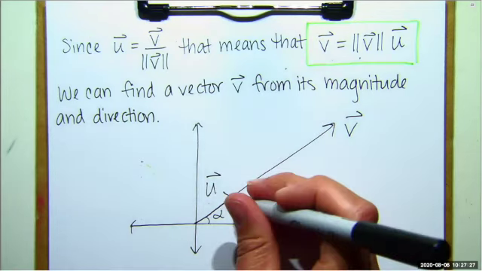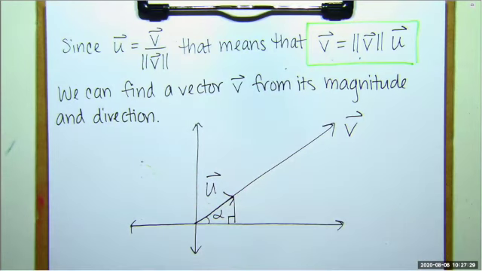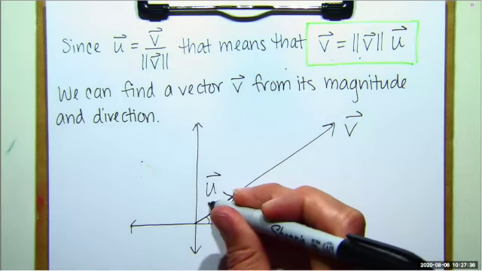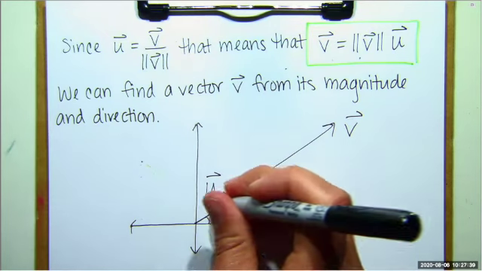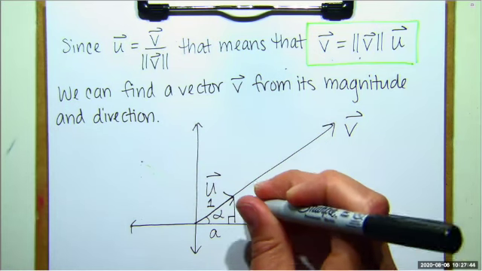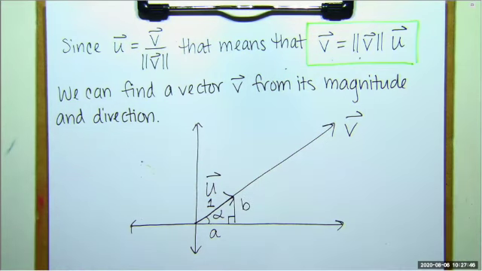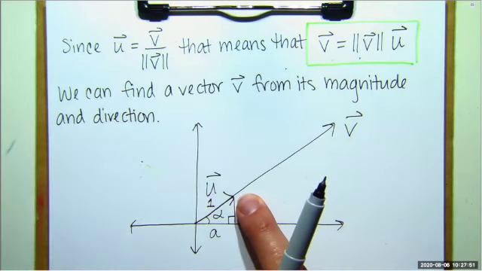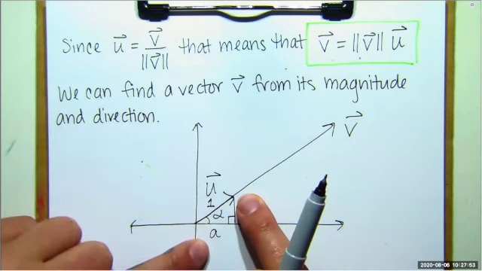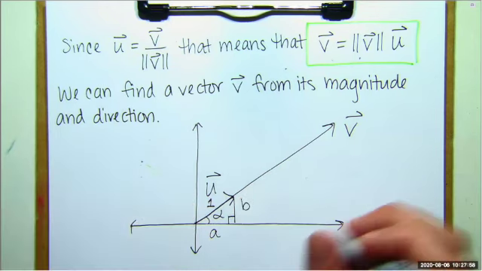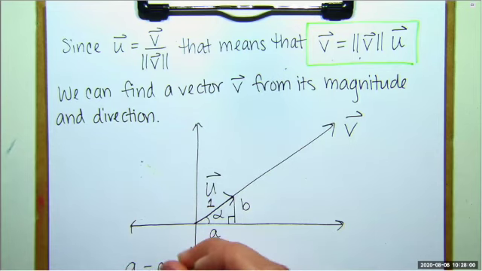If I drop a perpendicular from the unit vector down to my x-axis, forming a triangle, then because this is a unit vector, this side has length 1. And here's a, our horizontal component, and b, our vertical component. Okay, if we look at a, that's our adjacent side, and 1 is our hypotenuse. So cosine of alpha would be adjacent over hypotenuse, but the hypotenuse is just 1. That means that a is equal to cosine of alpha.